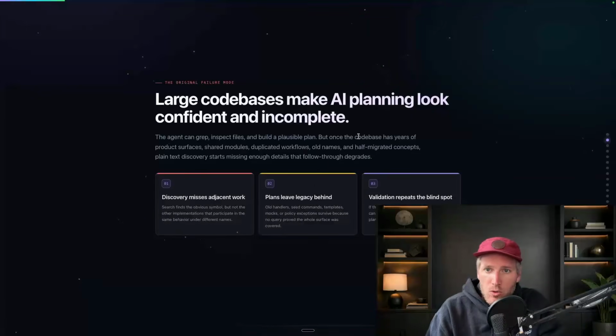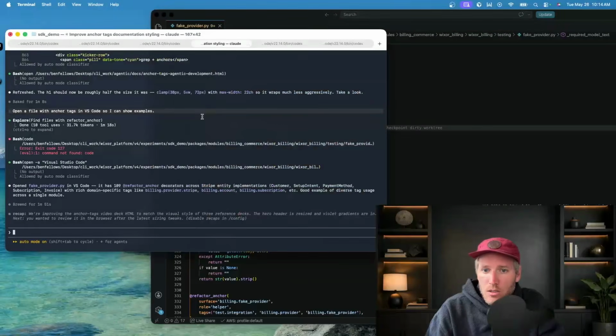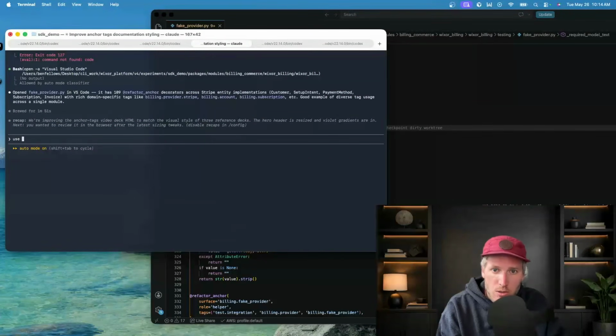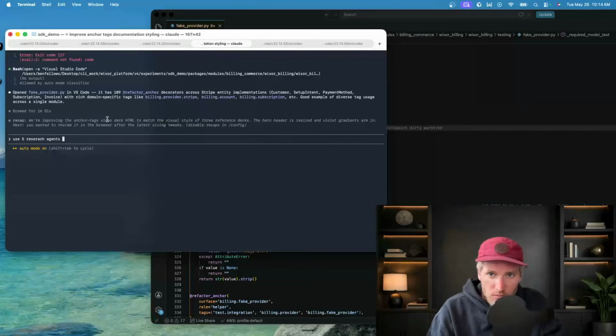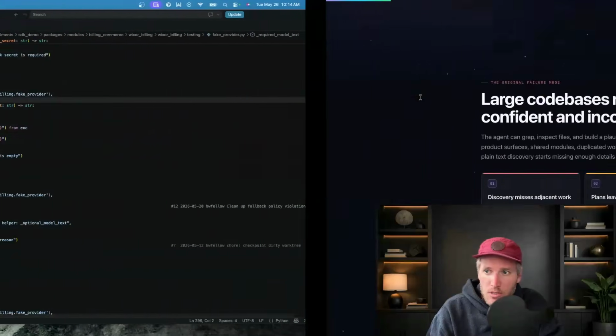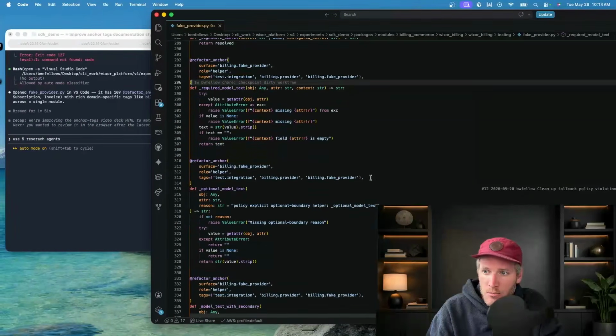I fought this in a whole variety of ways. I'll say stuff like use 5 research agents, right? And it would use 5 research agents and go through the whole code base, and I would have plans that look on the surface super, super detailed and comprehensive. And then just too often in the code base, it would just be missing stuff. By the way, you can see here's examples, right? So here's the surface, here's the role, here's some tags.